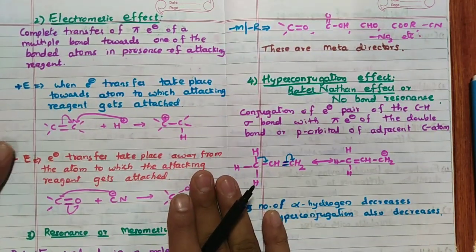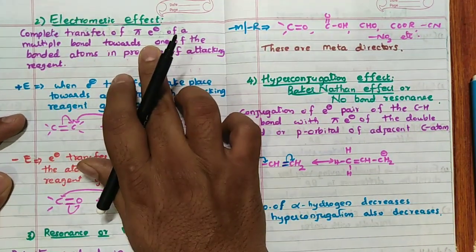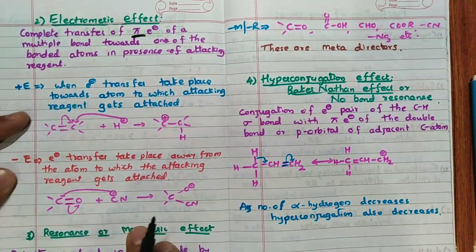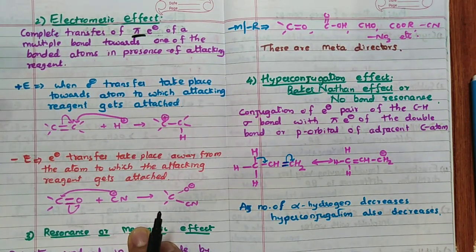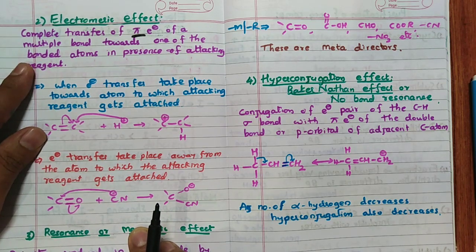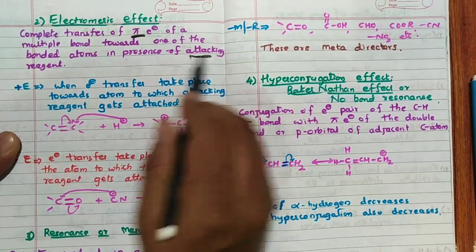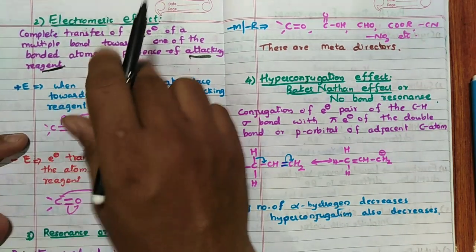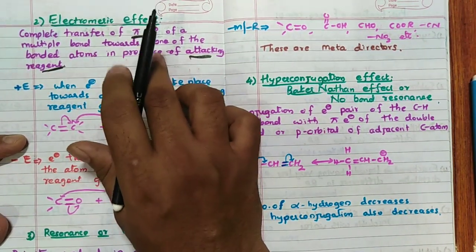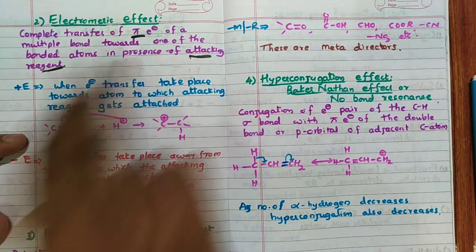Second one, electromeric effect. It is the complete transfer of the pi electron, important, pi electron, remember, there is sigma electron, here pi electron, of a multiple bond towards one of the bonded atoms in the presence of an attacking reagent. Very, very important, attacking reagent. Complete transfer, it is a temporary effect. Remember, that was a permanent effect, this is a temporary effect.